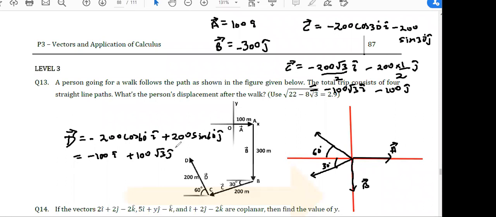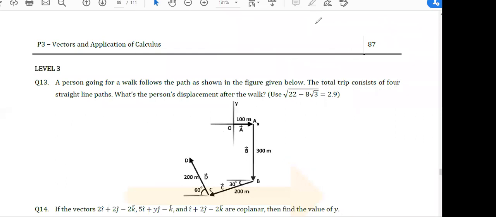Now just tell me, do you understand resolution of vector now? Can you add all the vectors now? I hope all of you understood the vector, right? So you can just add A, B, C, D and then take the square root, okay? I hope all of you have solved this problem and understood how to solve resolution of vectors, okay?